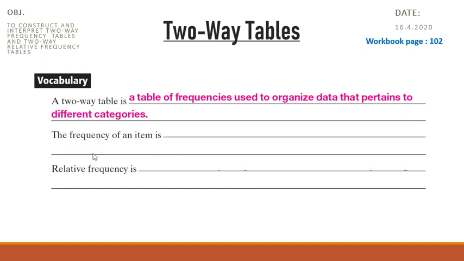And what do we mean by frequency of an item? Abdullah? The frequency of an item is the number of times the item occurs. How many times this item occurs? Great. So this is the meaning of frequency of an item.